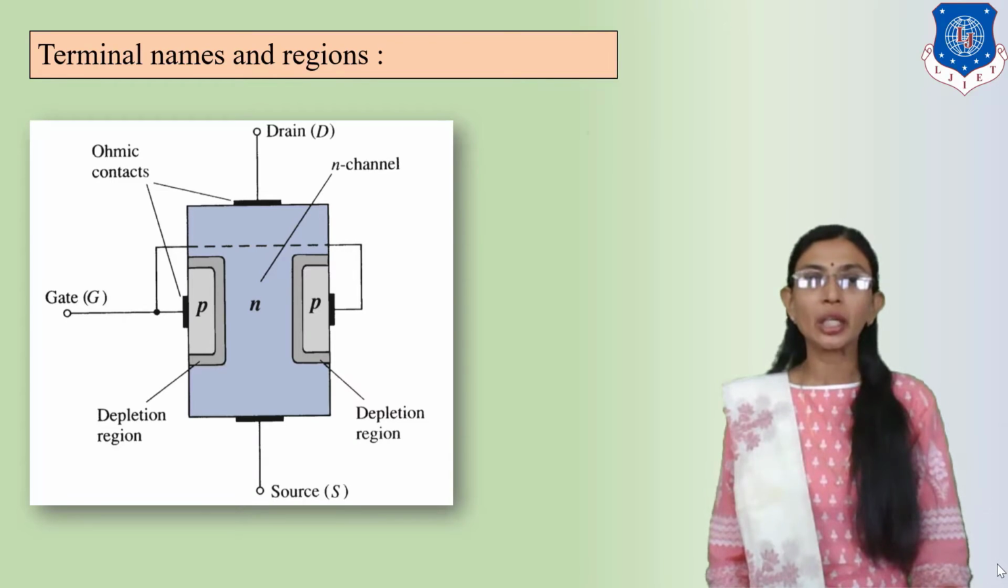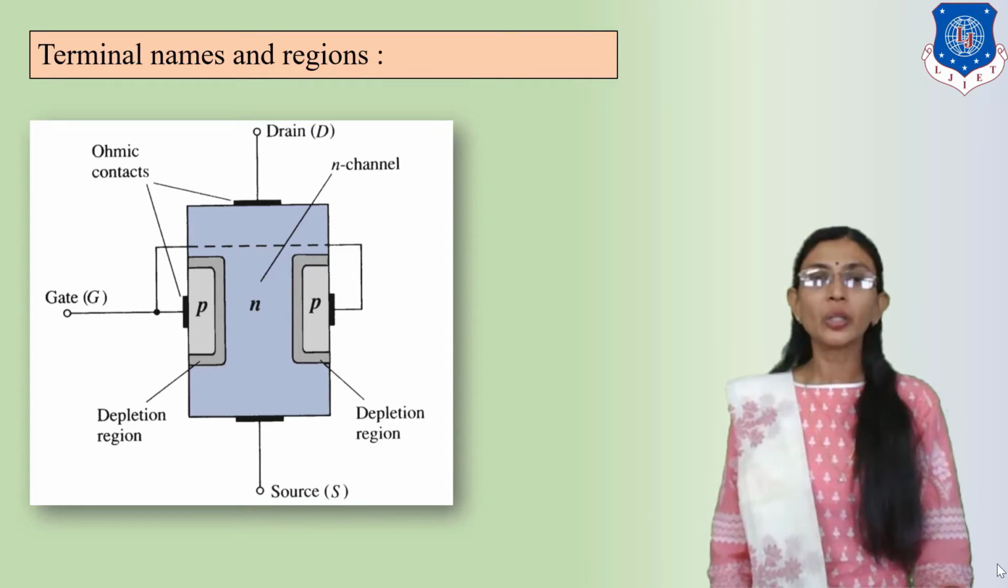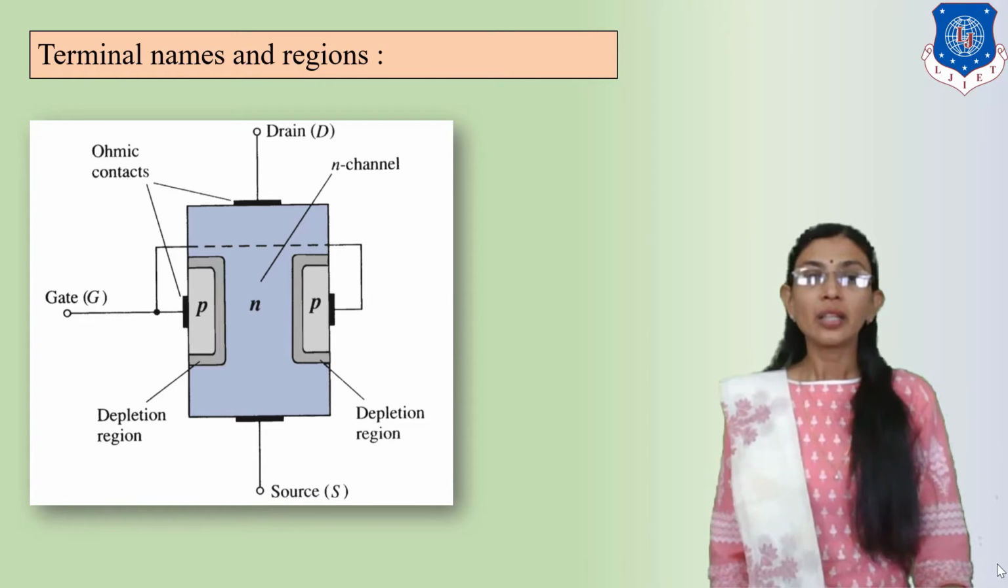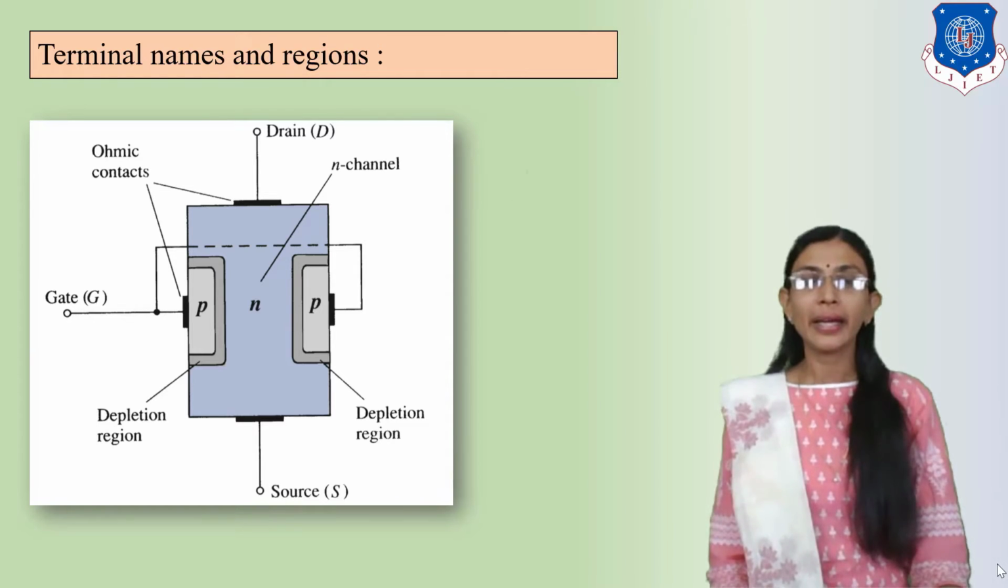So let's continue with the terminal names and regions. Look at this. This is one of the easiest constructions of JFET. Here we will have the middle portion, that is the N region, and two P heavily doped regions are added into the N channel. So the middle region is known as the N channel and two gate regions are used, of P type semiconductor material.